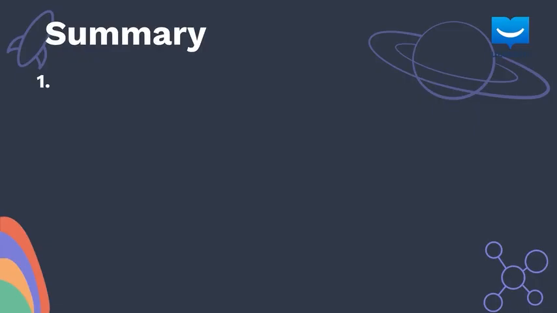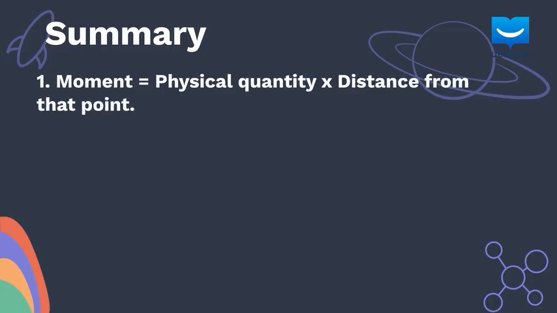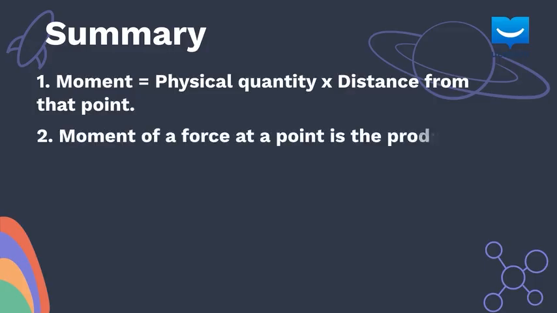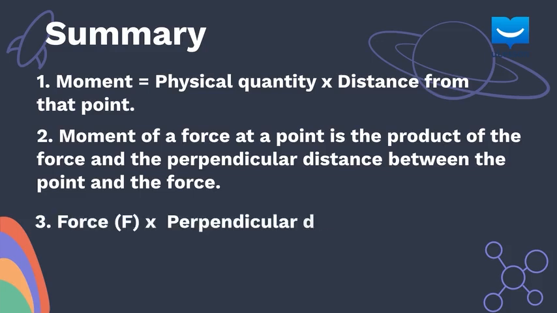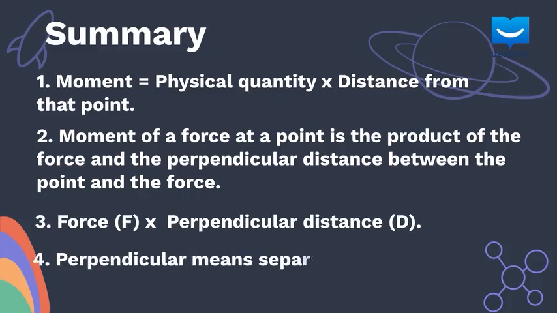We've learned that in physics, when we say moment, it means the multiplication of a quantity and the distance from that point. So from this, we said the moment of a force at a point is the product of the force and the perpendicular distance between that point and the force. This is given by force F multiplied by perpendicular distance d. And when two objects are perpendicular to each other, the angle separating them is 90 degrees.